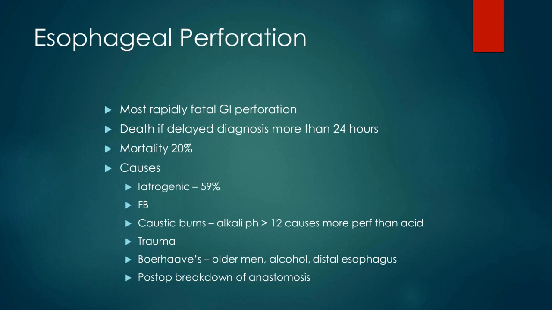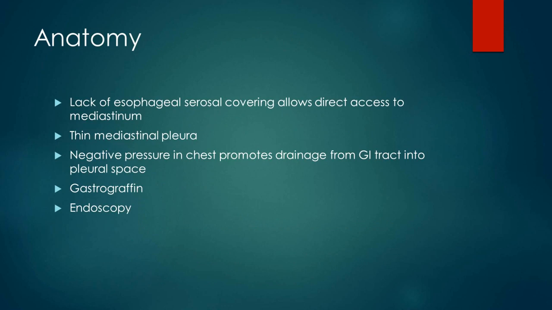A lot of times in trauma, it's from shearing forces and/or penetrating chest trauma. So gunshot wounds or stabs need to be concerned for potential GI perforation. Boerhaave's, that's your older person who drinks a lot, and it's a distal esophageal tear. And then post-op breakdown from anastomosis.